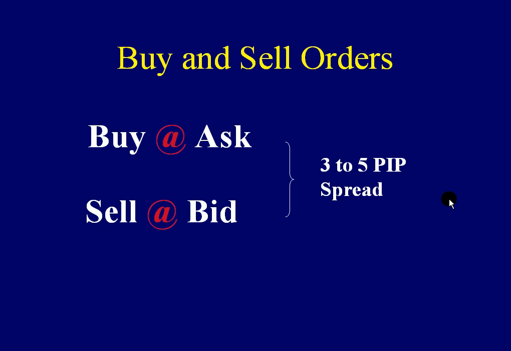Buy and sell orders. Now the spot price is split by a bid price and an ask price. The spot price is typically referred to as the bid price, and the difference between the bid and the ask price on a typical retail foreign exchange trading platform is typically 3 to 5 pips spread, or 3 to 5 1/100ths of 1 cent.